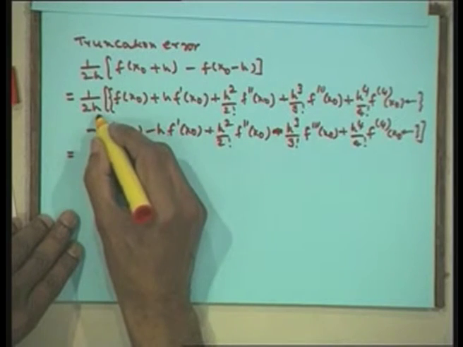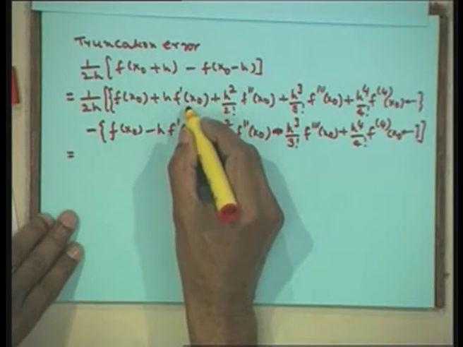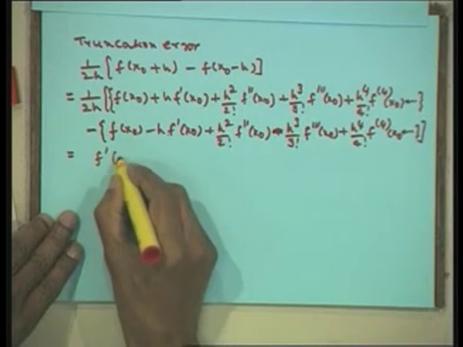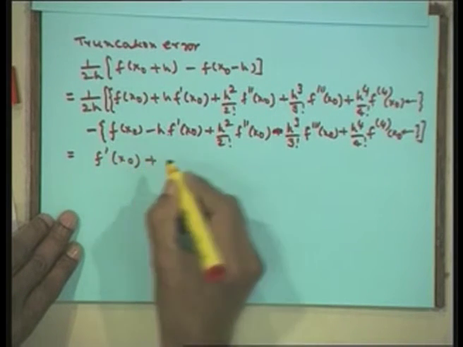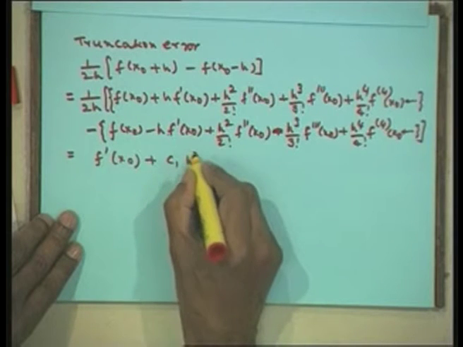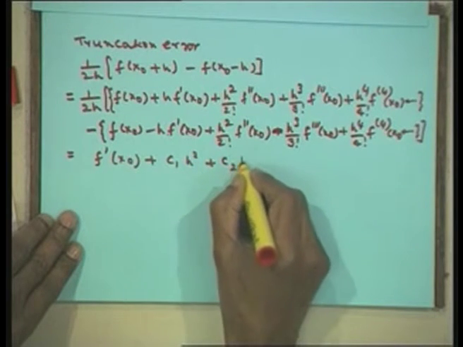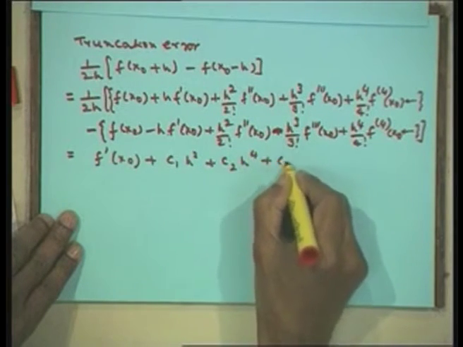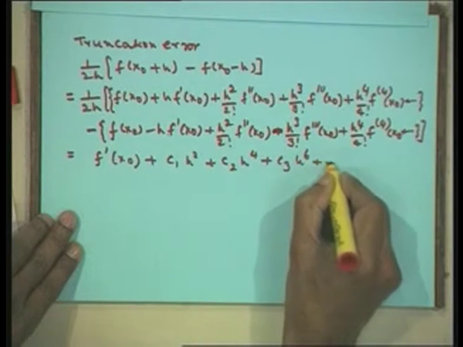Now, we cancel 2 times h, then we produce here f prime at x0 plus some c1 h square plus c2 h to the power of 4 plus c3 h to the power of 6 and so on.